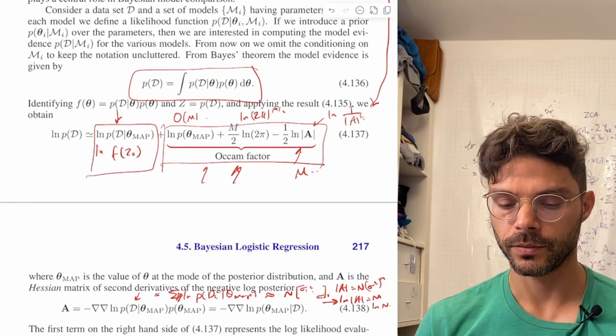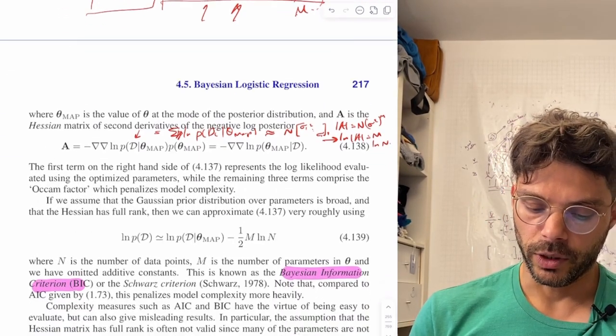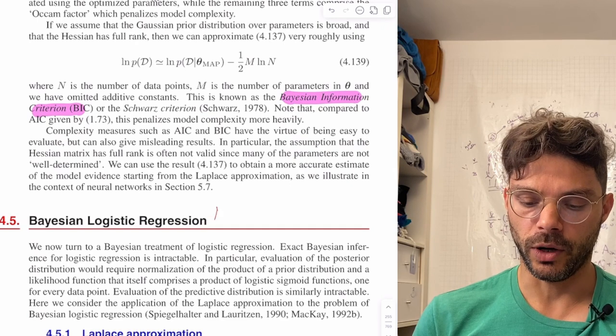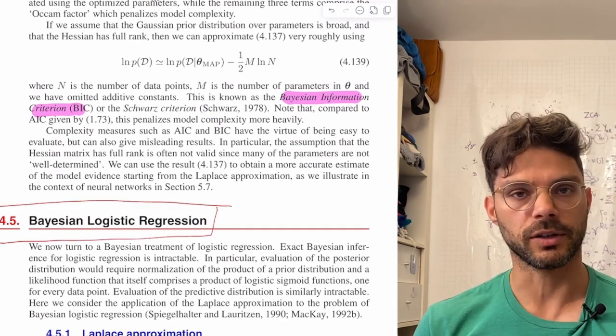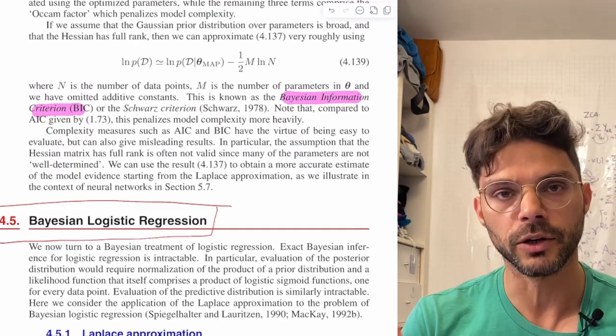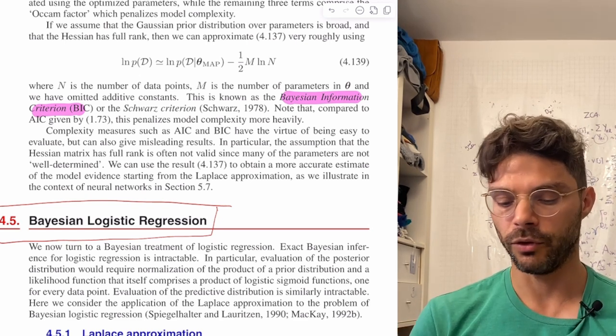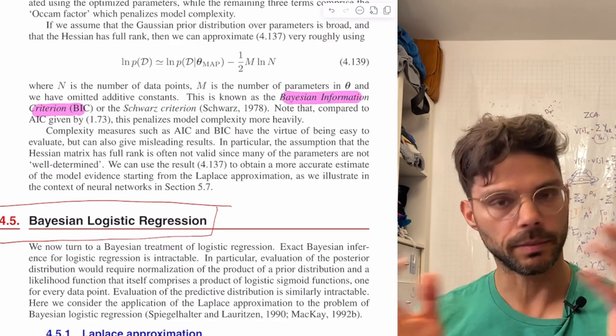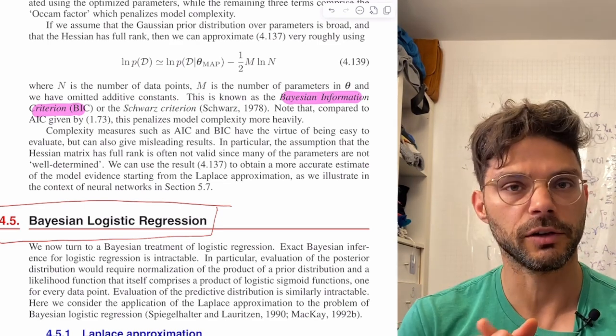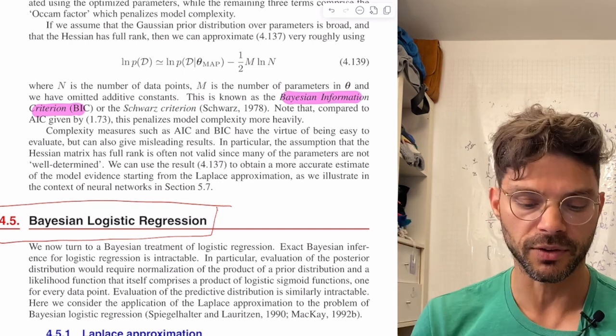Good, so I think that's all I wanted to say about this chapter, and then we're going to go on to the next section, Bayesian logistic regression. We're going to use our new tools, our new approximations of complicated integrals, and apply them to logistic regression and integrate out the parameters that we come across there.